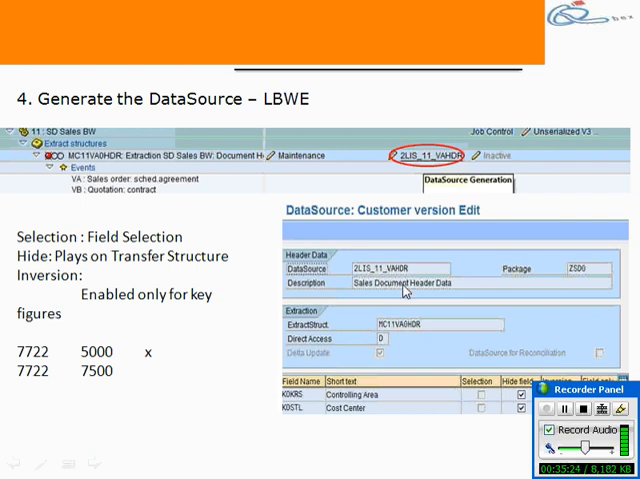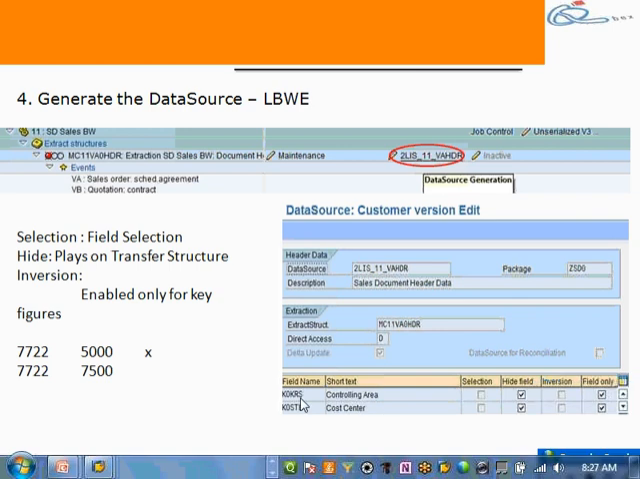You get to see the data source, description, package, where it is saved, what the extract structure is, and whether it supports delta. Does this extract support delta? Yes. And down below you get to see all the fields of the extract structure.